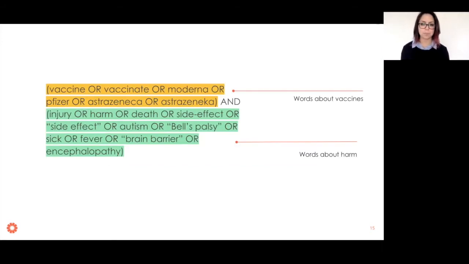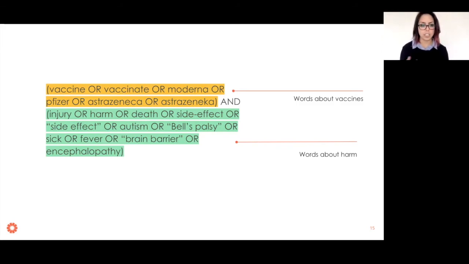Let's do a big one now. This is just an expanded version of the Boolean search query we've seen before. So all of the words highlighted in yellow are words about vaccines, and all of the words highlighted in green are words that have to do with harm, with people having bad side effects after vaccines. So the ones in yellow, like vaccine, vaccinate, Moderna, Pfizer, AstraZeneca, and AstraZeneca spelled differently. Again, because we don't all get it right. And also, sometimes we're all typing search queries or posting from our phones, right? Small screens, bigger chance of mistakes.